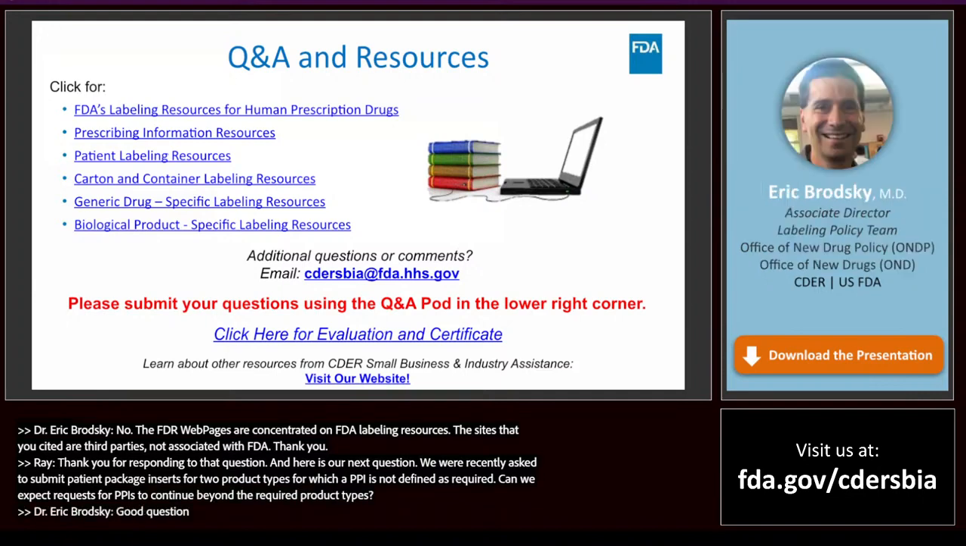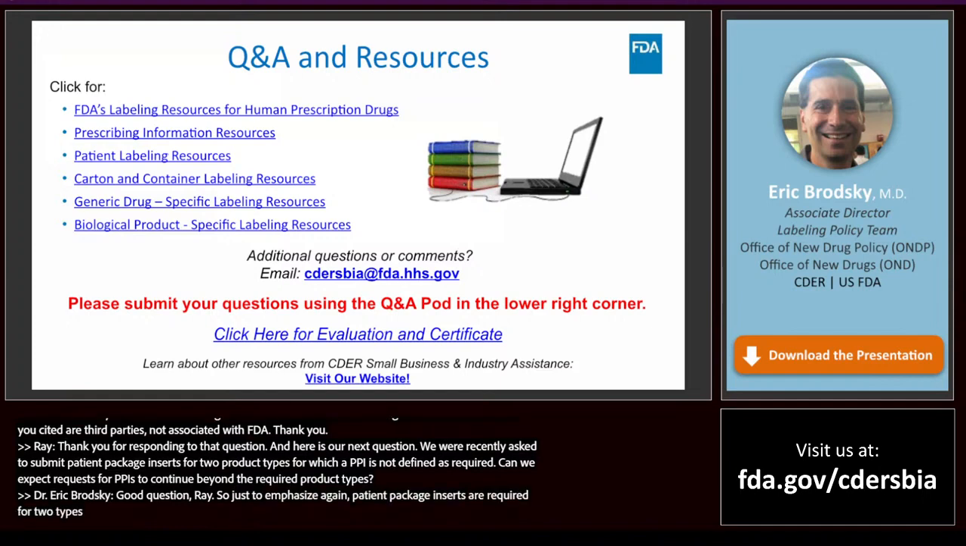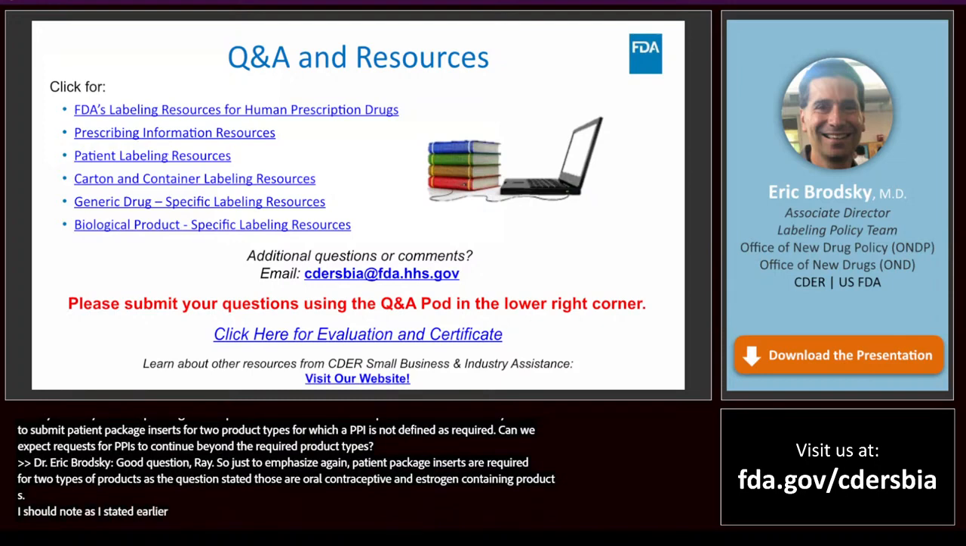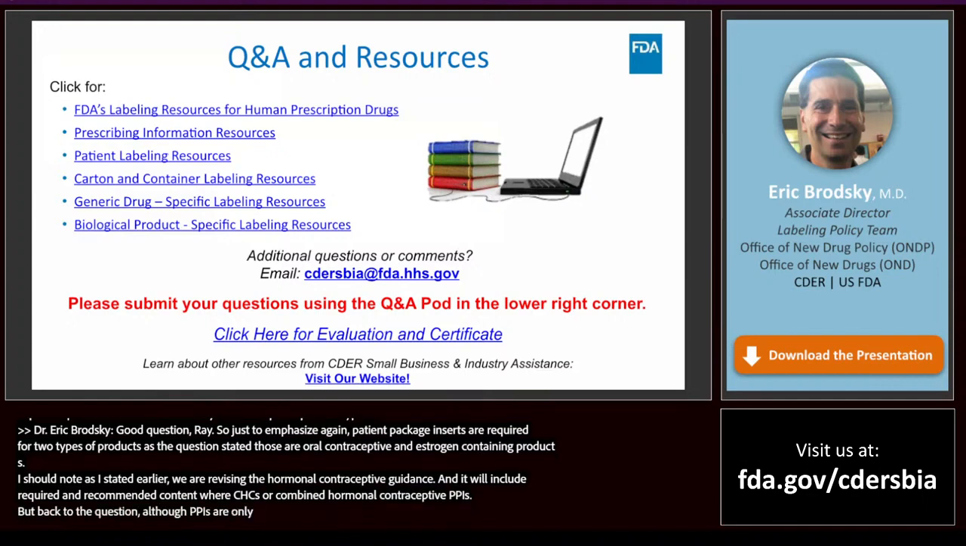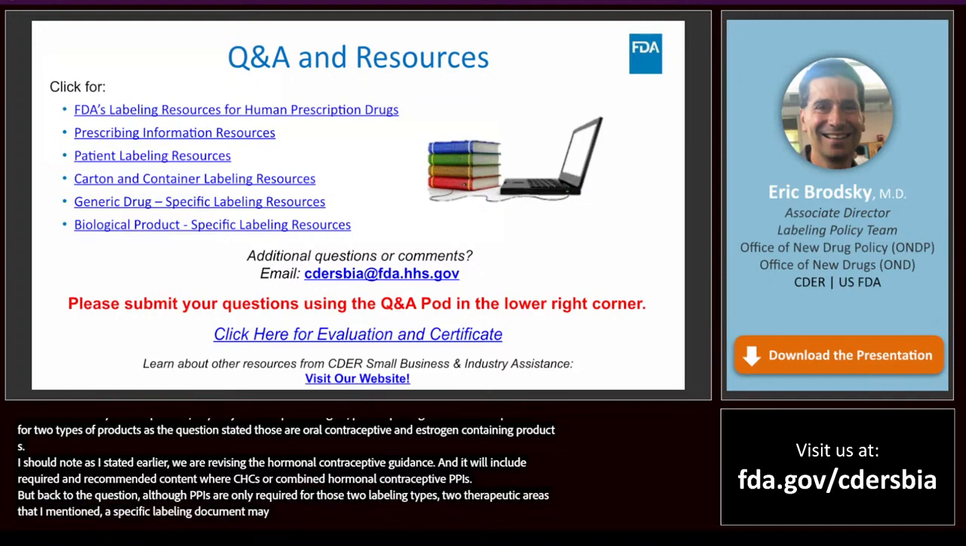Good question, Ray. So just to emphasize again, patient package inserts are required for two types of products, as the question stated. Those are oral contraceptives and estrogen containing products. I should note, as I stated earlier, we are revising the combined hormonal contraceptive labeling guidance, and it will include required and recommended content for CHC, or combined hormonal contraceptive, PPIs. So back to the question. Although PPIs are only required for those two therapeutic areas that I mentioned, a specific labeling document may be required by the FDA if it's necessary for the safe and effective use of the drug.